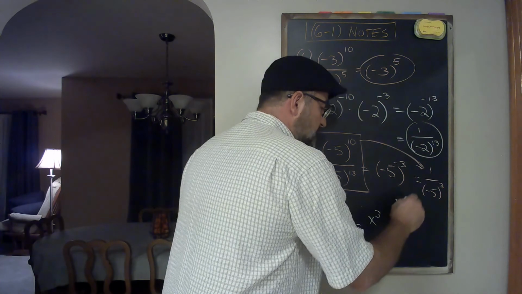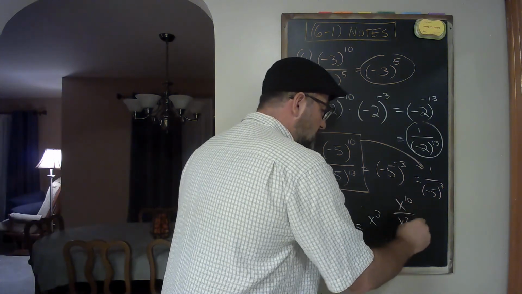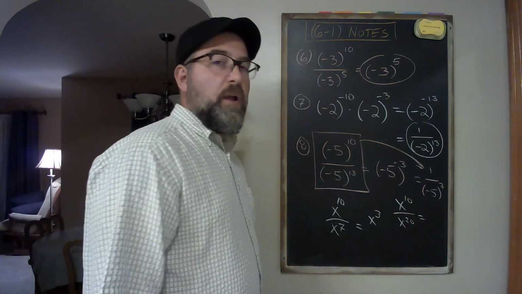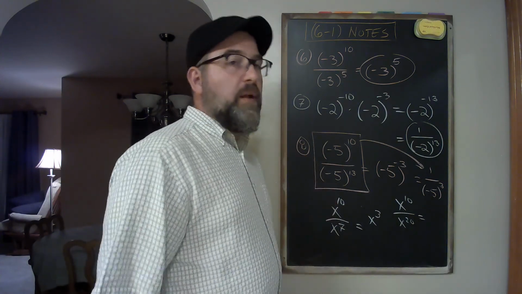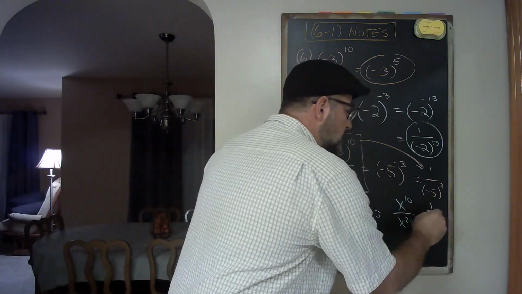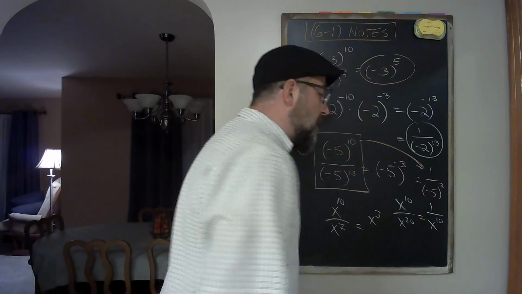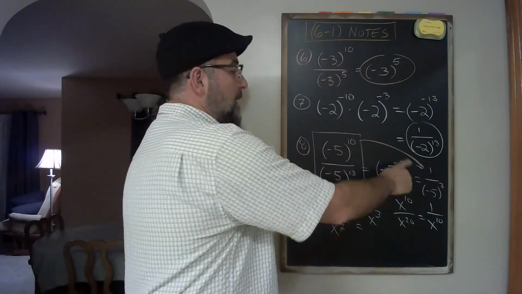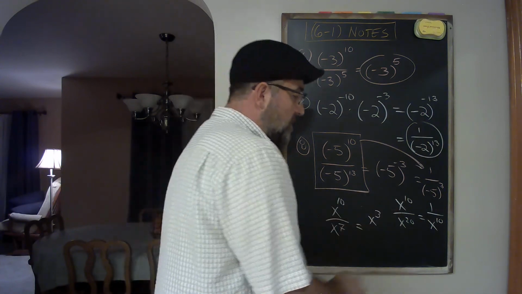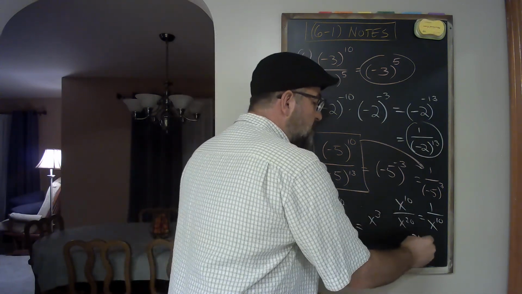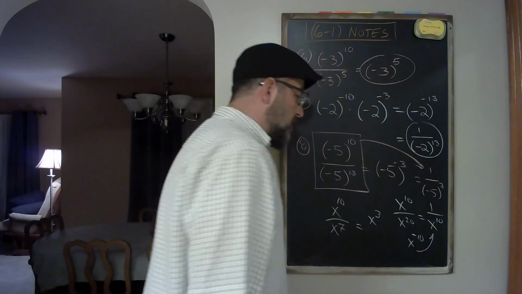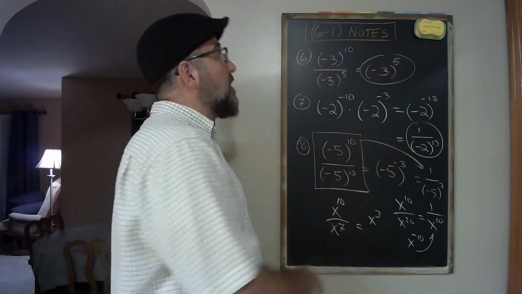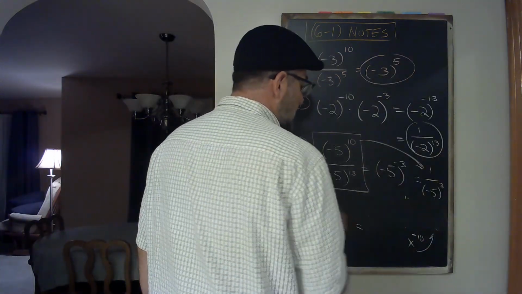Likewise, if I see x to the 10th over x to the 20th, where do I have more x's? Down low. How many more? 10 more. So I keep those 10 more x's down in the denominator, and I just end it like that. That's what I'm talking about, how I bypass this step. I'm not going to this problem and saying I have x to the negative 10 and then go to that. I just look at where I have more x's and I keep them where they are.